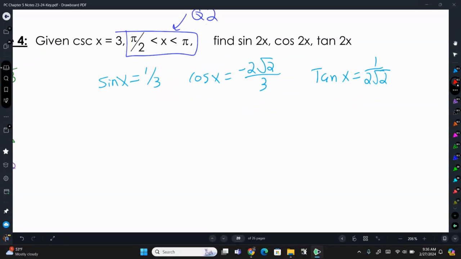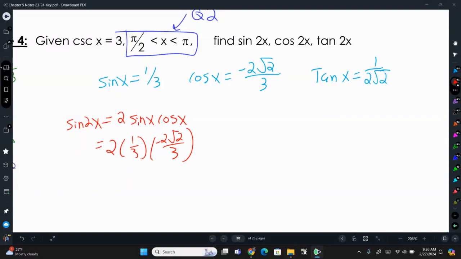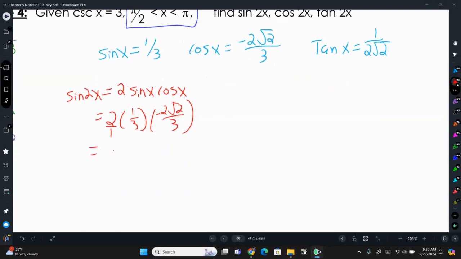So now the sine of 2x. Well, for the sine of 2x, you only have one option. That's 2 times the sine of x times the cosine of x. So this is equal to 2 times 1/3 times negative 2 square root of 2 over 3. So we multiply that up. Remember, this is really 2 over 1. So that gives us negative 4 times the square root of 2 over 9. So that's all we do for that one.